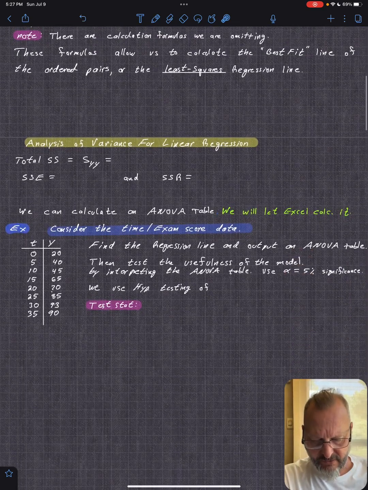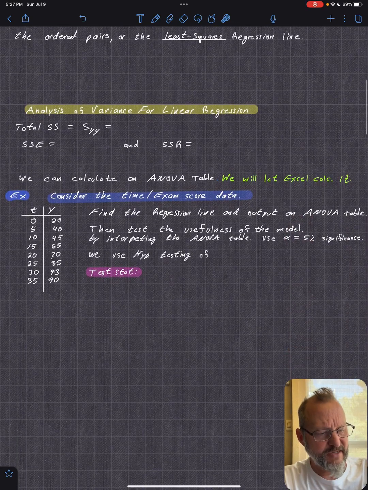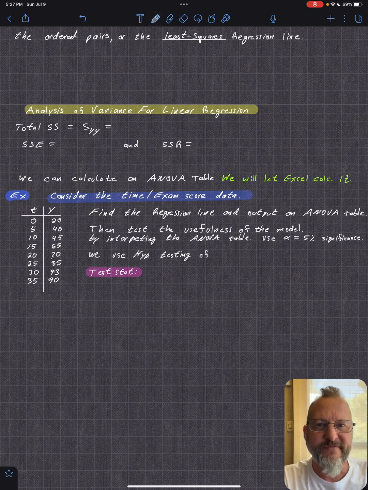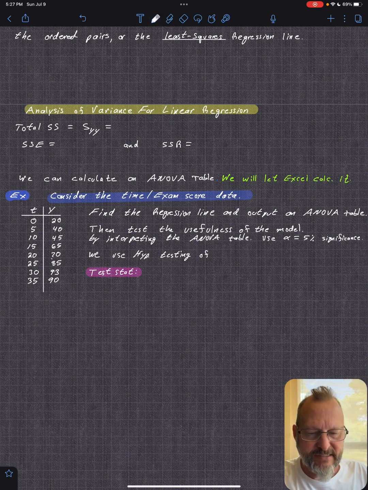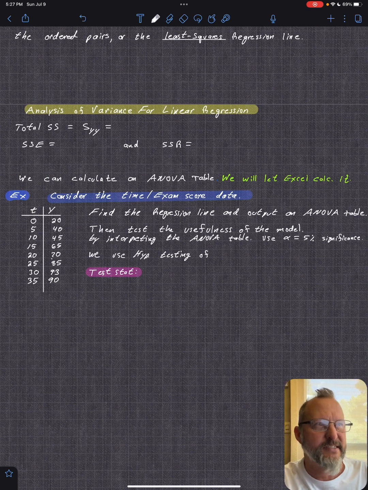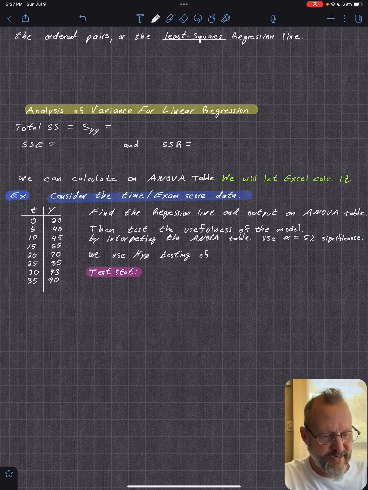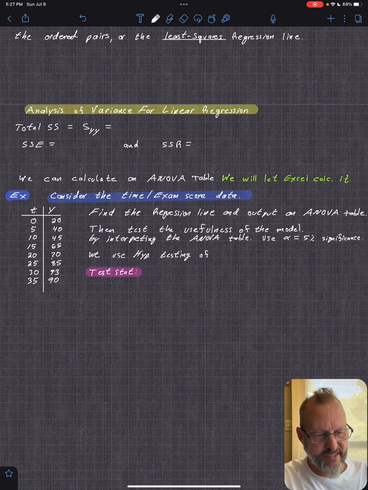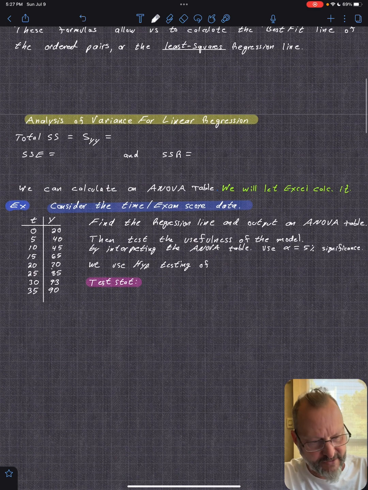Let's go on now. The analysis of variance allows us to determine how good a fit it is. It's kind of like hypothesis testing. Is it good enough at a certain alpha level that we can accept or reject it as a good fit? Are they correlated or not at a certain level? We'll talk about correlation in a second.